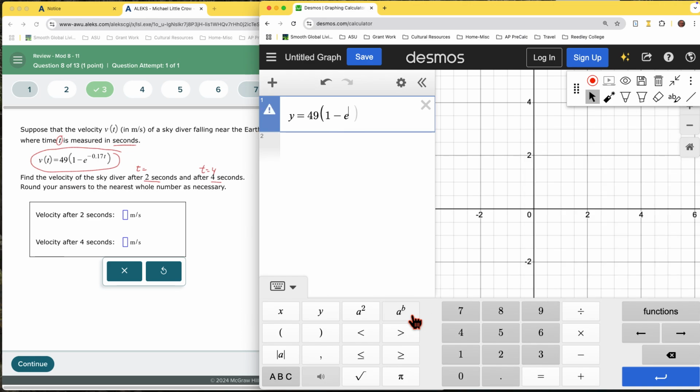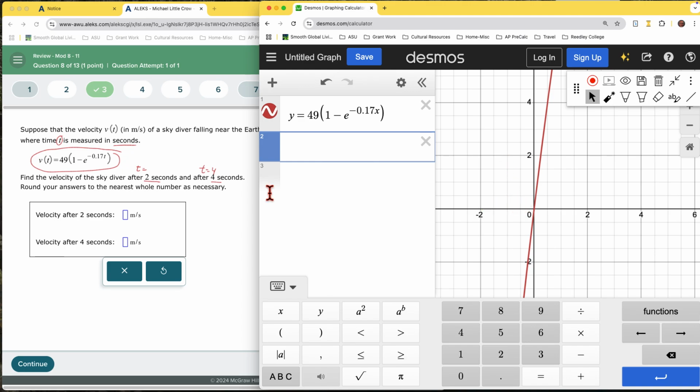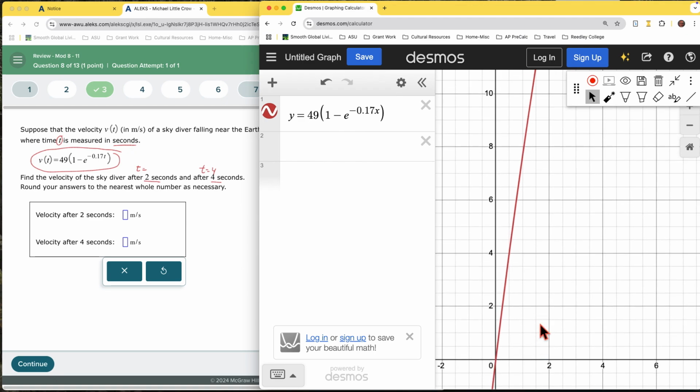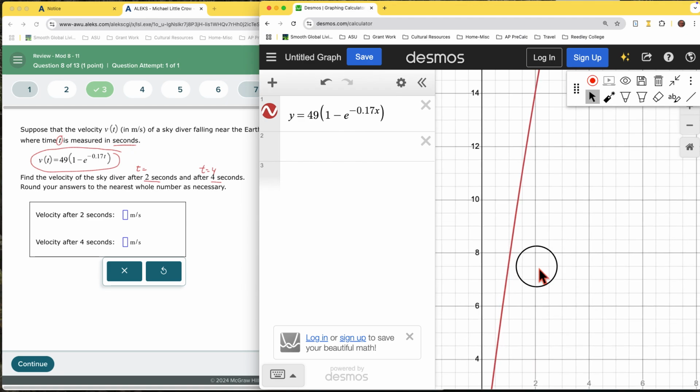I'm going to use the variable x because we're going to plug in the numbers. Well, that's for t, but I forgot there's this negative 0.17 that's in front. So I'm going to go up here, negative 0.17. There we go. And let's close off that parenthesis. So it looks just like what we've got here. We see it's going up, and if we want to find out what happens after 2 seconds, we can see very easily that we're going to have to come up here.